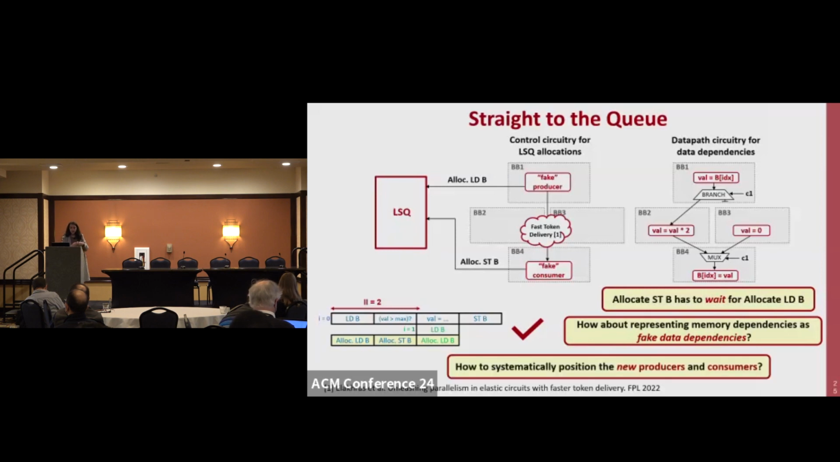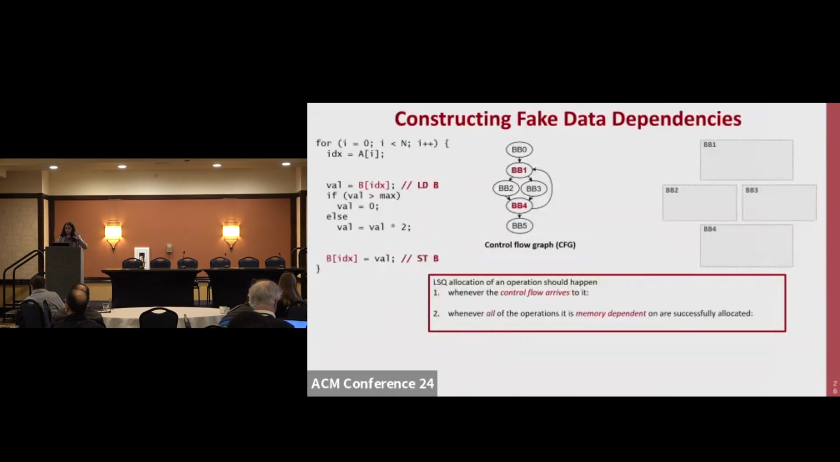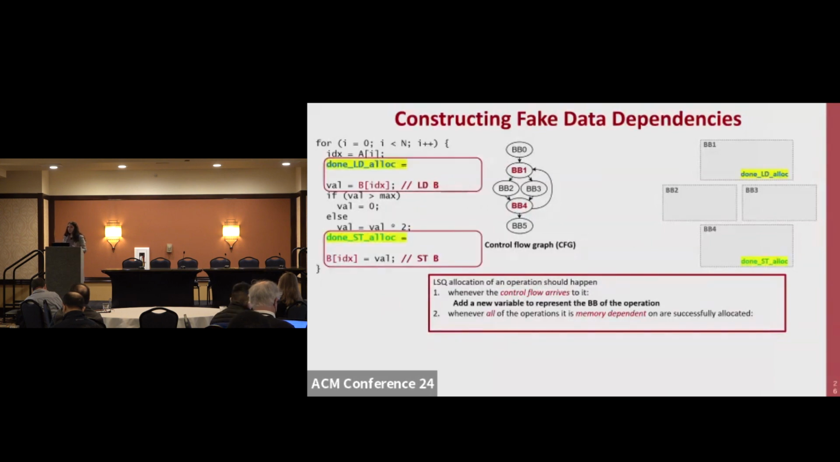And so the question is how to systematically position those new fake producers and consumers. And the answer is simple. Let's start from the code we have and let's step by step add parts to the code we have. And we are guided by 2 main rules. The first rule is that the allocation of a memory operation should happen whenever the control flow arrives to this memory operation. And this is equivalent to saying, let's add a variable in the same basic block as my operation.